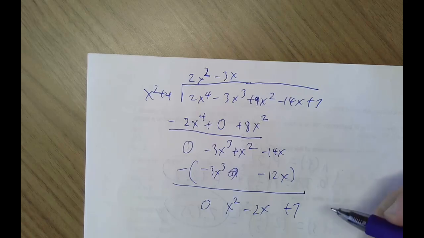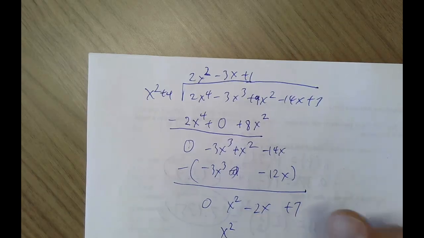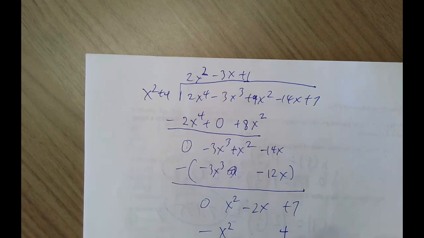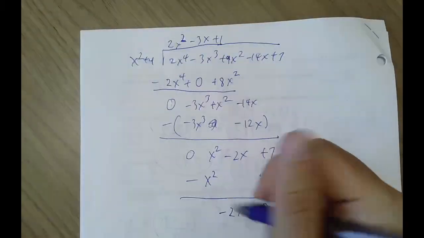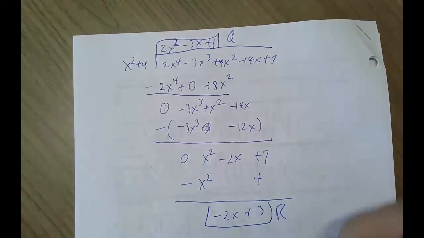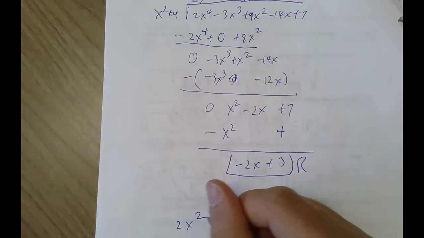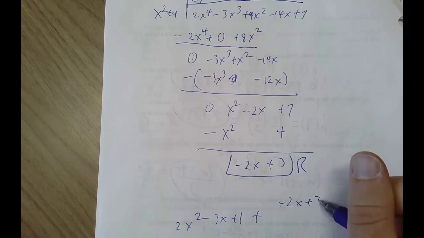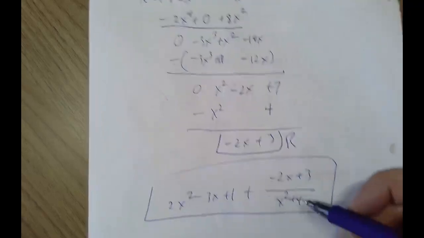And last thing, so it's going to be a 1, right? A 1 is the last thing I can do here, so we get x squared and then a 4 here, subtract those, we get negative 2x plus 3, sorry about that. And so this right here is our remainder, and this up here is our quotient. So the way we write the final answer would be 2x squared minus 3x plus 1 plus negative 2x plus 3 over x squared plus 4. And that would be it. Okay?